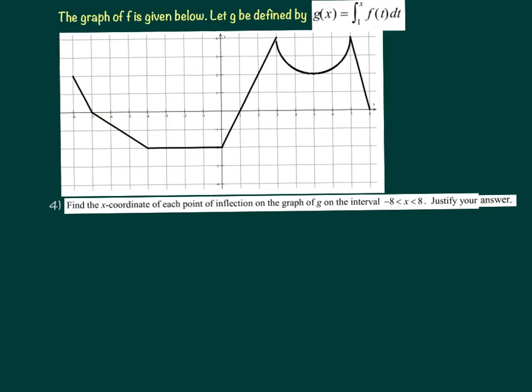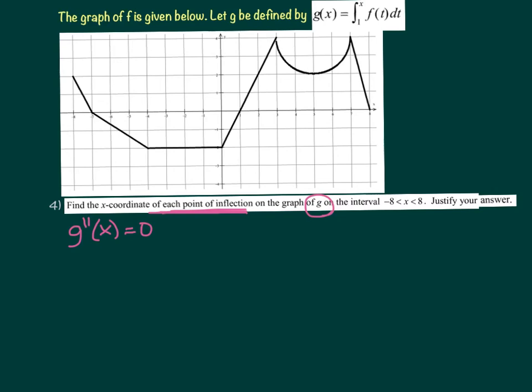Okay, so this last question is asking us to find the x-coordinate of each point of inflection on the graph of G between -8 and 8. Justify your answer. Okay, so now we're talking about points of inflection. So everything from the beginning of the year is coming back to life here. Points of inflection are, of course, when the second derivative for G is equal to 0 and there is a change of sign from positive to negative or negative to positive.